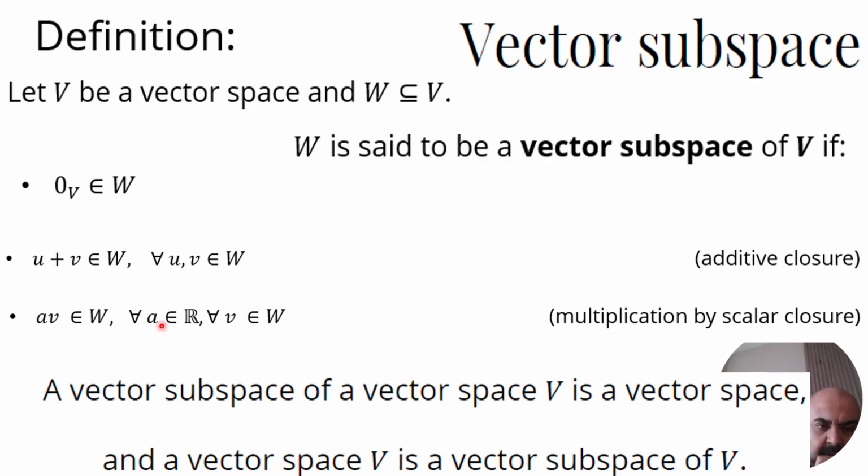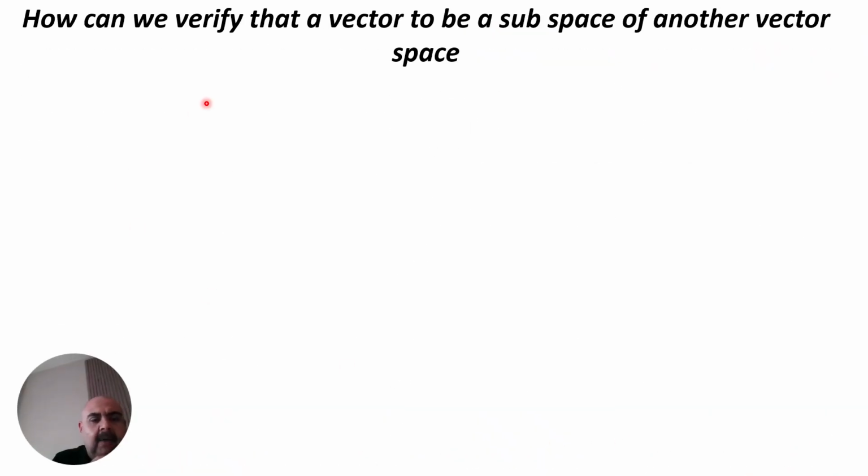Remark that every vector space V is a subspace of itself. Every subspace of a vector space V is itself a vector space. So each unit, as a subset of a bigger unit, is by itself a vector space. And every vector space is a vector subspace of itself. Okay, how can we verify that a set is a subspace of another vector space?